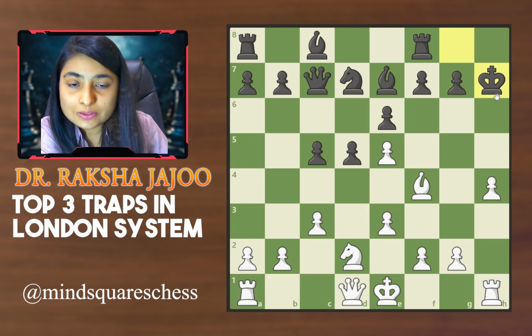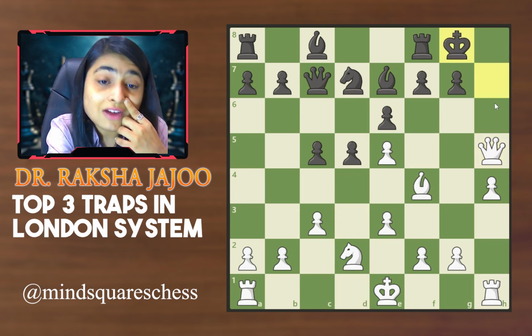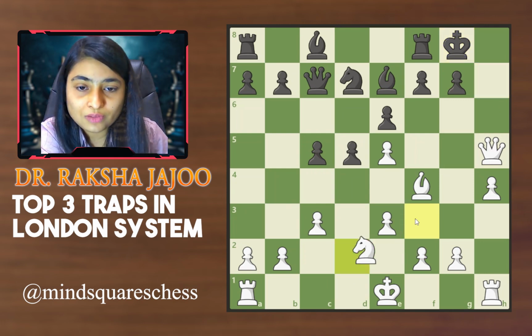So capture on the h7 square. Now you can go with your queen to h5, give a check. The king goes back and you can take advantage. Now you just want your knight to go on the g5 square. So slow but steady, bring your knight on the f3 square.